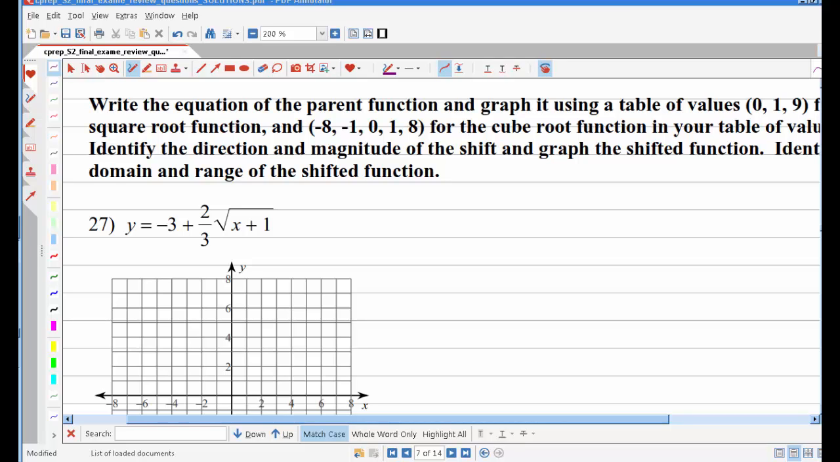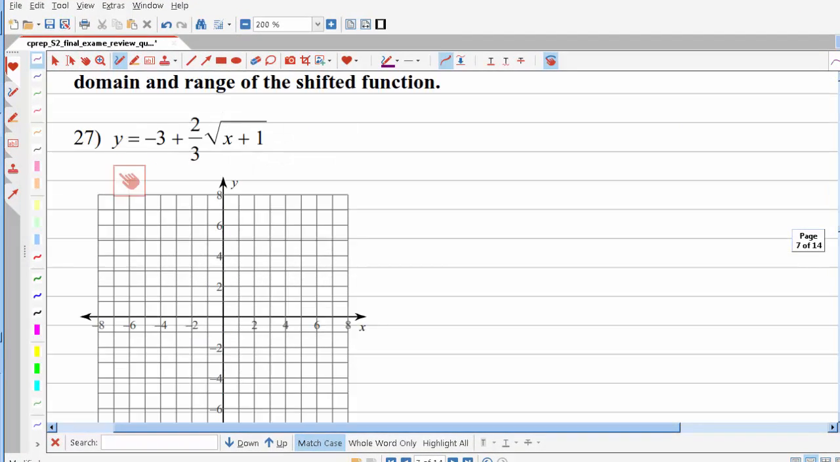Alright, so here's one of our graphing problems similar to the ones that we made our screencasts of this year. So, let's see, there it is. Okay, so the parent function is not going to have the -3 and it's not going to have the 1 attached to it. So the parent function is going to be y equals 2/3 the square root of x. Okay, so that's the parent function.